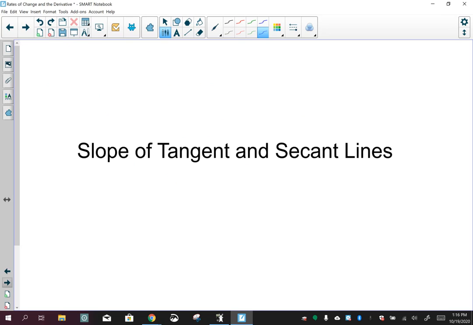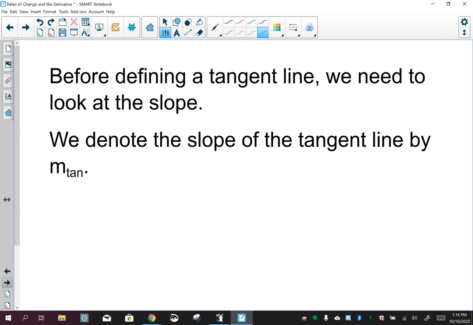So let's actually look at slope of tangent and secant lines. So before defining a tangent line, we need to look at the slope, obviously, because in order to find a tangent line, you need to make sure we actually have a slope. Because what's going to happen is when they give you a tangent line, or they're asking you to find a tangent line, they're going to give you a function and a point. So the most important thing is to actually find the slope of the tangent line, because they've already given you the point that you're going to be focusing on, okay?